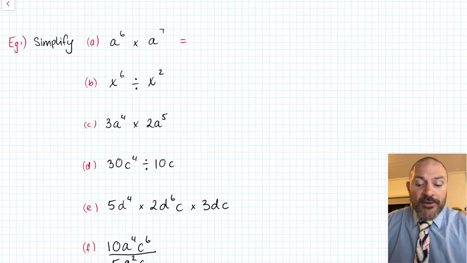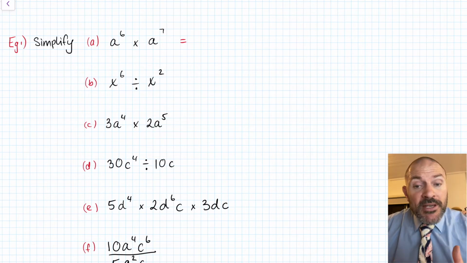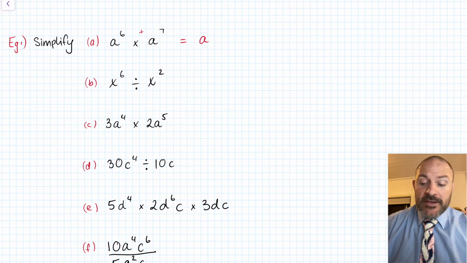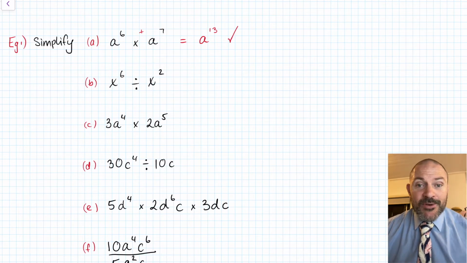So straight away, I recognize here that the bases are the same. So we both have a's. We're multiplying, so I'm simply going to say a to the 6 plus 7, which is 13. a to the power of 13 is my answer. Guess what? That's done.